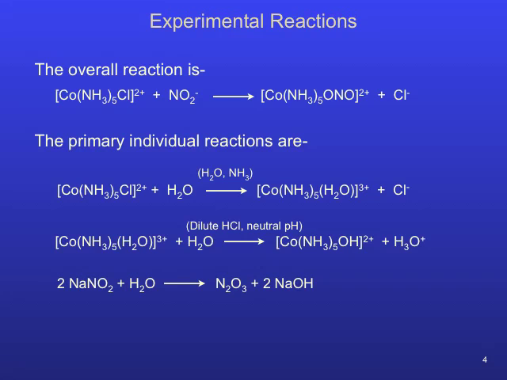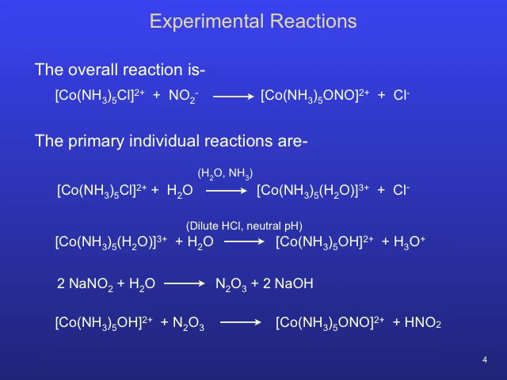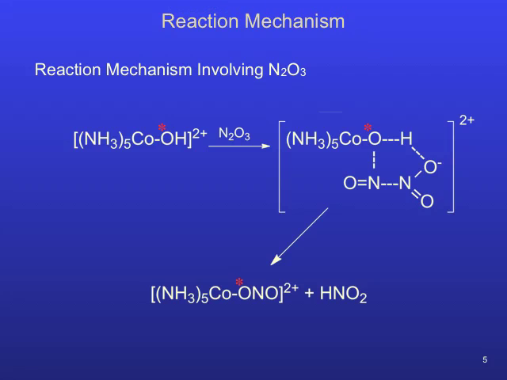Dinitrogen trioxide, which is very soluble in water, is formed when sodium nitrite is dissolved in water. This N2O3 then reacts with the metal complex, effectively replacing the OH ligand with the ONO ligand. The pentaammine nitrito cobalt(III) complex and nitrous acid are the products formed in this last reaction. The mechanism is not a simple replacement of the OH group in the metal complex with the NO2 group.